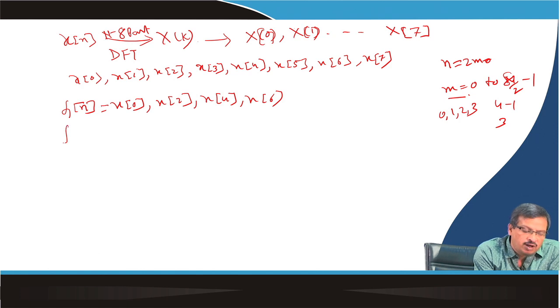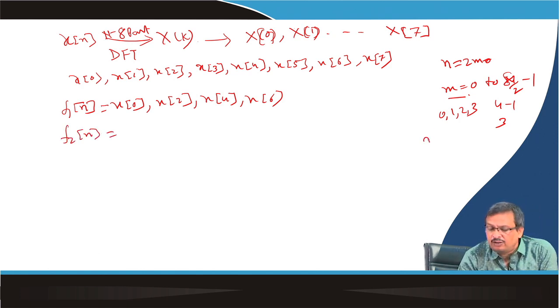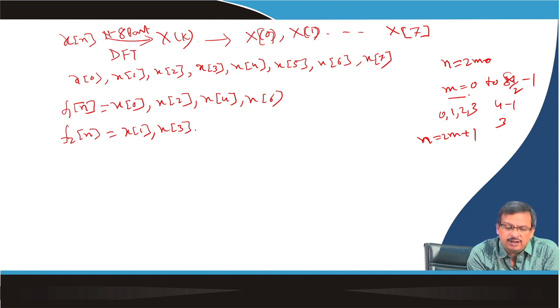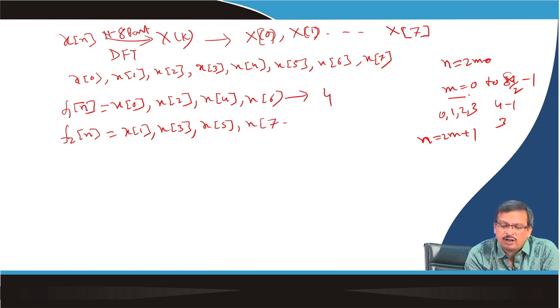Now, what is the odd signal f2[n]? It is n equal to 2m plus 1. So, m is 0, that means x of 1, m is 1, x of 3, m is 2, x of 5, m is 3, x of 7. So, this is 4 signal values, and here also 4 signal values.